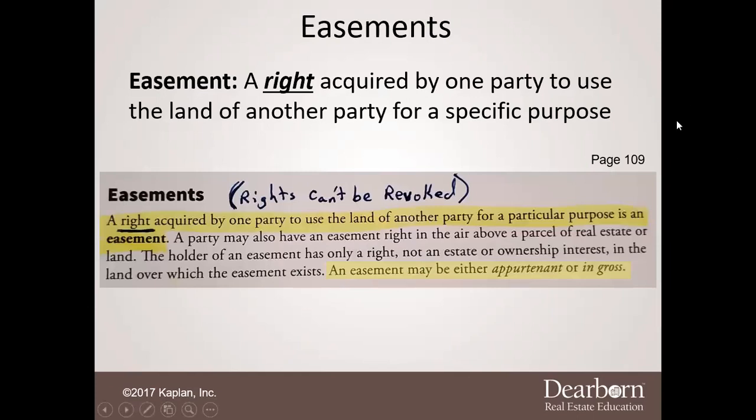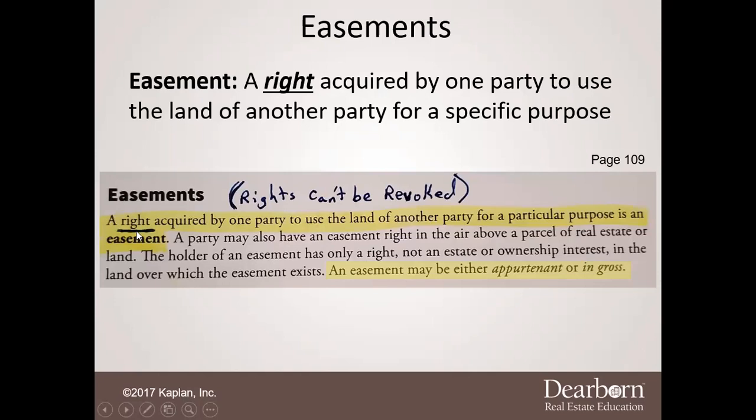All right, let's talk about easements now. An easement is a right. You're going to highlight this on page 109 and underline the word right after you highlight the sentence, so you don't smudge your ink. So highlight the sentence and then underline the word right. A right acquired by one party to use the land of another for a particular purpose is an easement. And there are two classifications of easements. They could either be appurtenant or in gross.